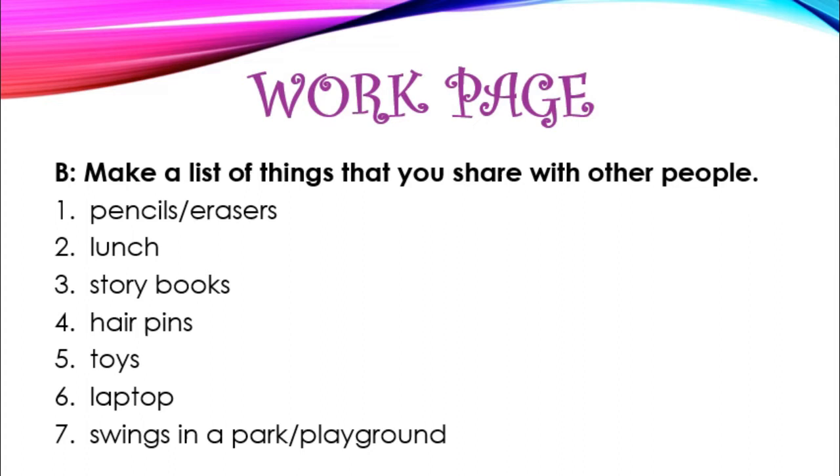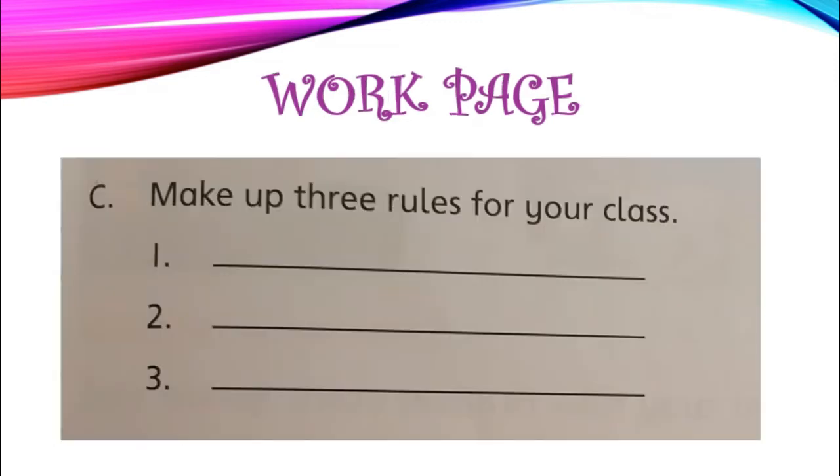Sometimes we share our lunch with friends, storybooks, hairpins, toys, laptop, and sometimes in a park or in a playground we also share swings by taking turns. So these are some of the things that we share with other people, and now you can make a list of your own. Question number C is, make up 3 rules for your class.